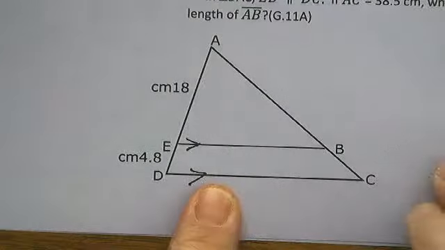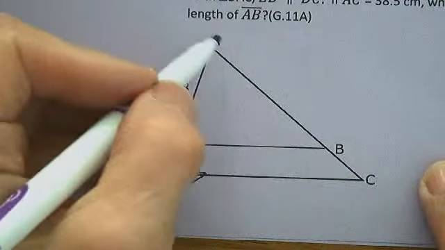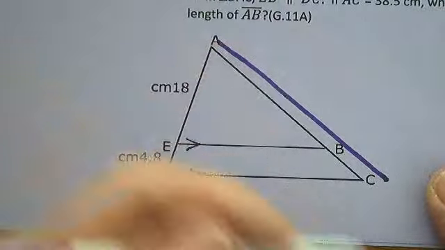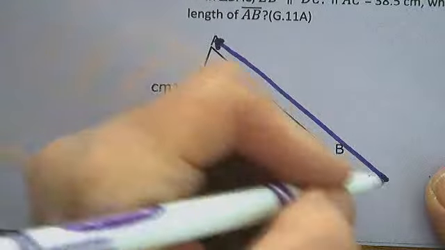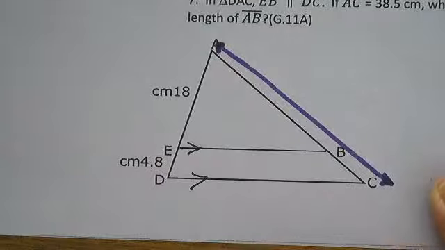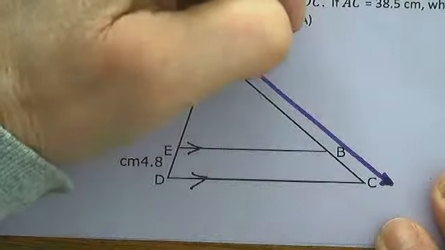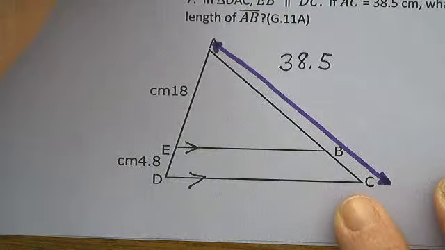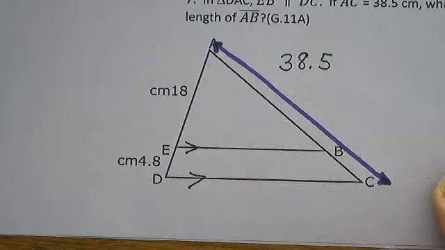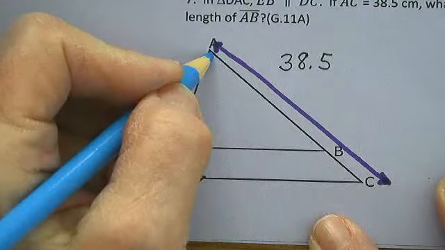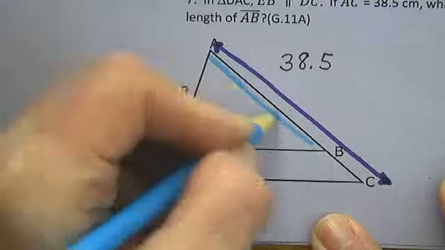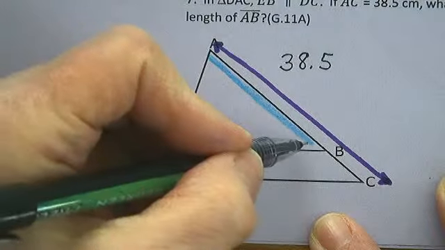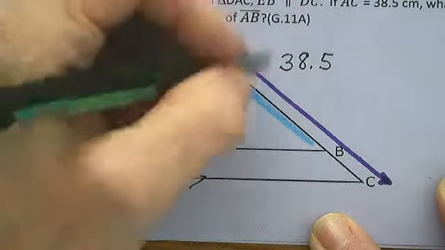Well, AC is 38.5, and we're looking for AB. That's what we're looking for, is AB. And I'm going to call this part we have to find X.